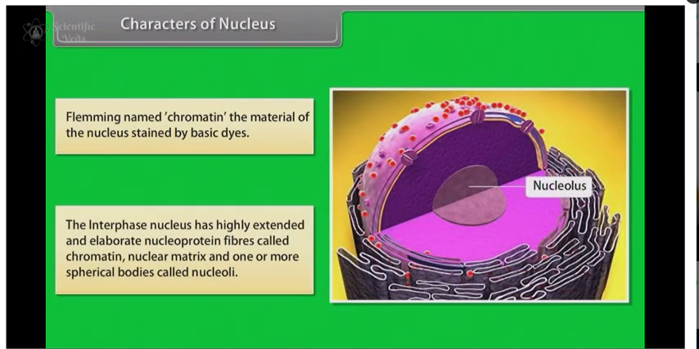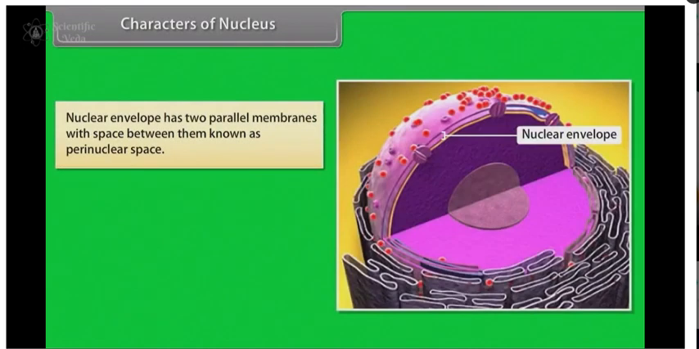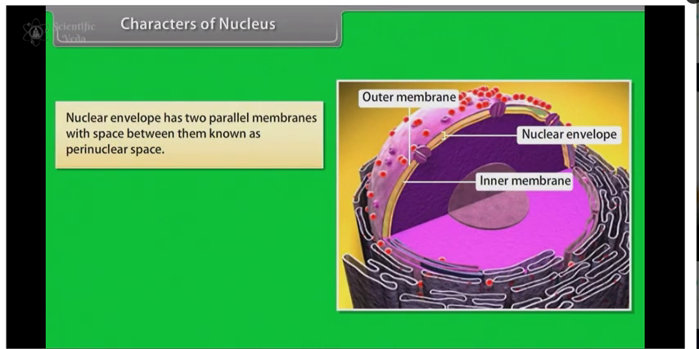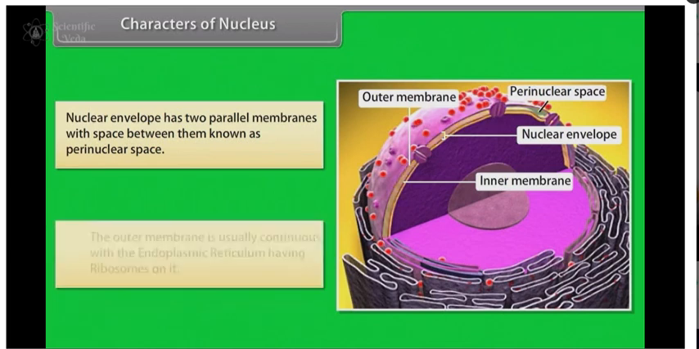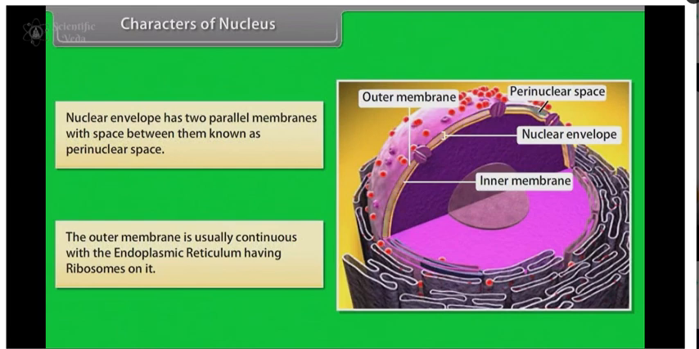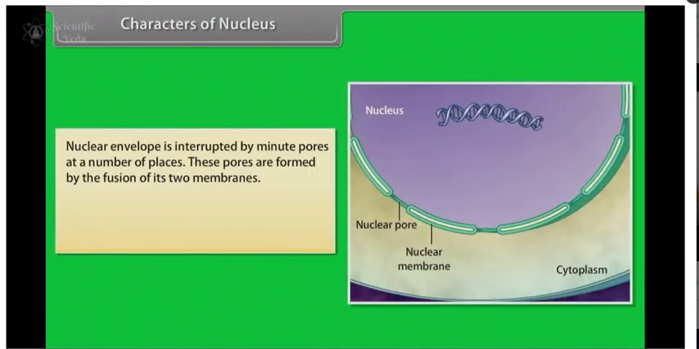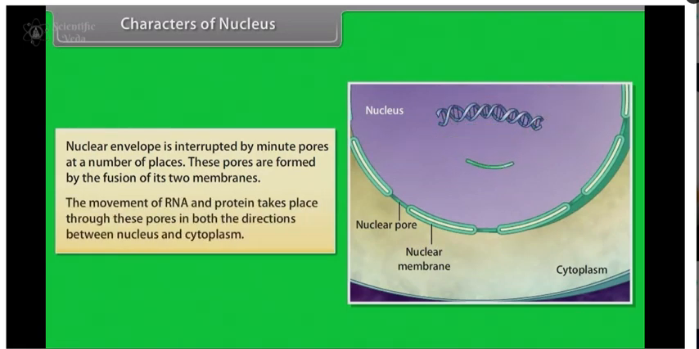The interphase nucleus has highly extended and elaborate nucleoprotein fiber called chromatin, nuclear matrix, and one or more spherical bodies called nucleoli. Nuclear envelope has 2 parallel membranes with space between them known as perinuclear space. The outer membrane is usually continuous with the endoplasmic reticulum having ribosomes on it. Nuclear envelope is interrupted by minute pores at a number of places. These pores are formed by the fusion of its two membranes. The movement of RNA and protein takes place through these pores in both directions between nucleus and the cytoplasm.